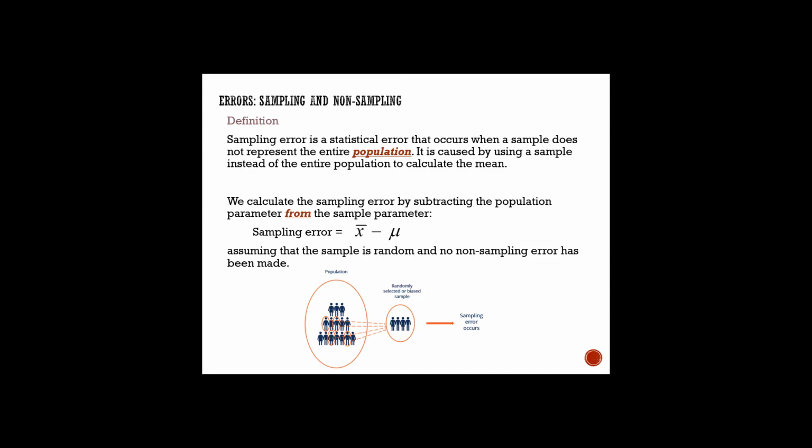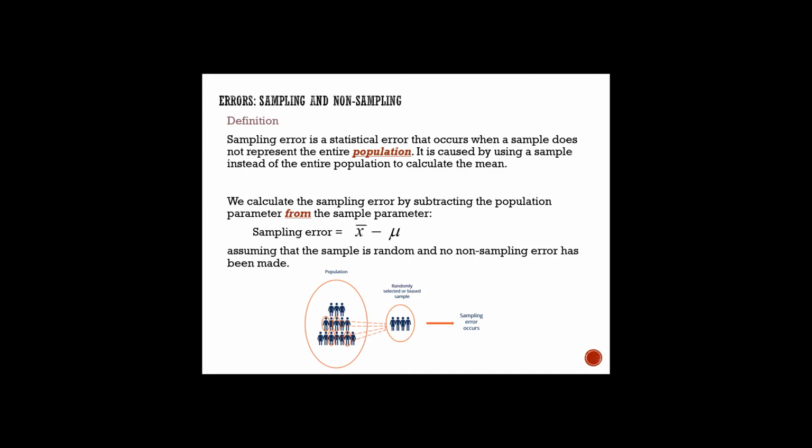A sampling error is just that. It's a statistical error that occurs when a sample does not represent the entire population. It's caused by using a sample instead of the entire population to calculate, for example, the mean. When we calculate the sampling error, we do it by subtracting the population parameter from the sample parameter. So if you wanted to look at the sampling error of some data that you had collected, you would take the mean or the average of the sample, and from that sample mean, you would subtract what you know to be the population mean.